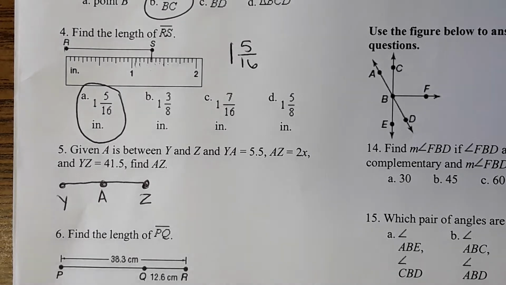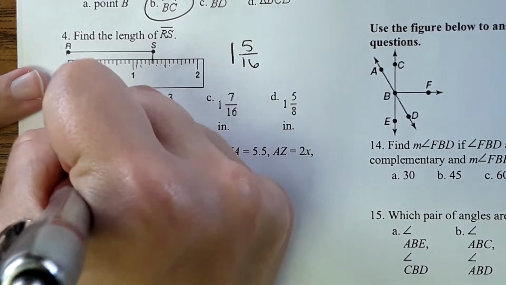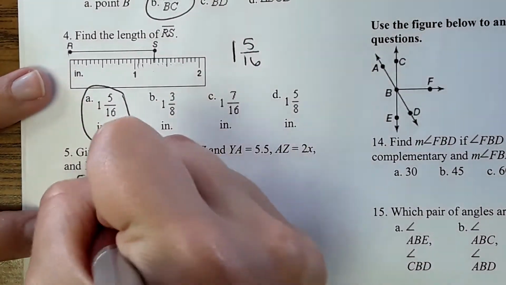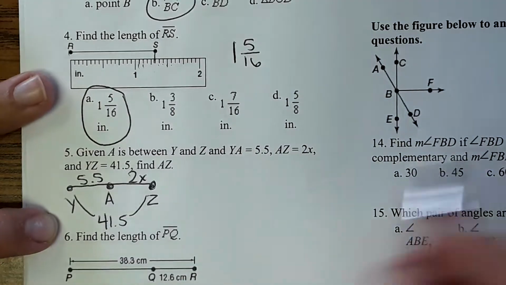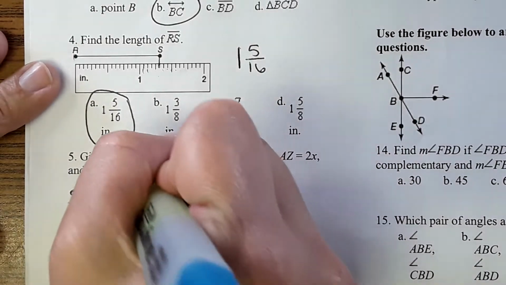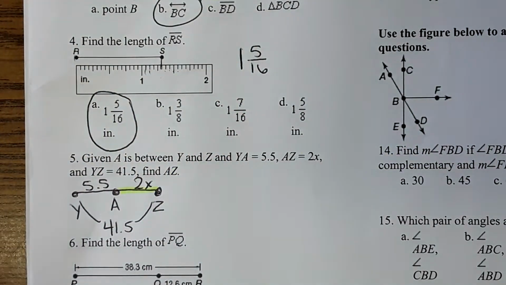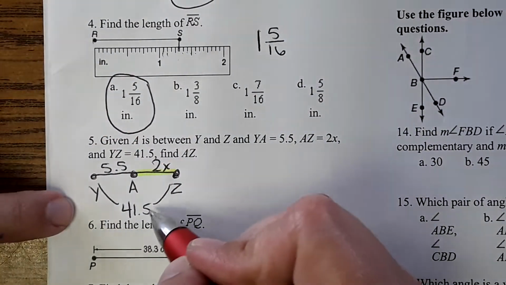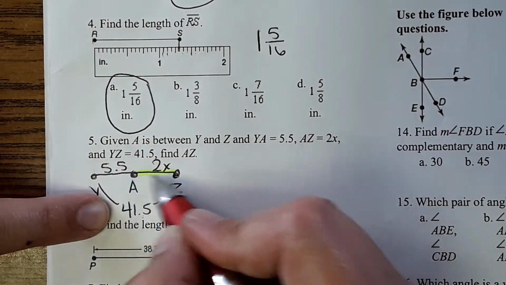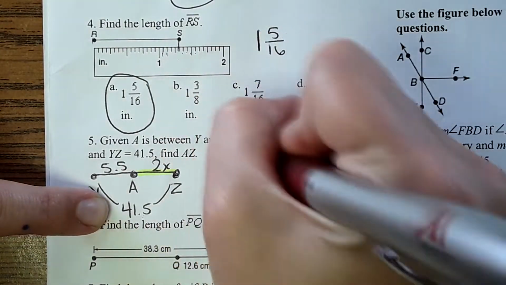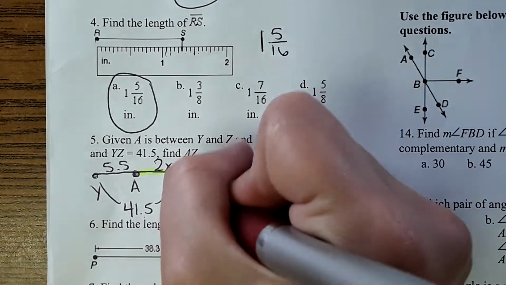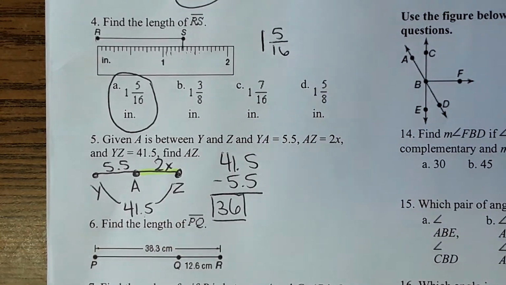Now that I have it drawn, I can fill in the dimensions. YA is 5.5. AZ is 2x. The entire length is 41.5. So now we're finding the length of AZ. There's 2 different ways you can solve it, the short way and the long way. The short way would be just subtract these 2 numbers and you can get this length. So 41.5 minus 5.5 comes out to 36. You will be able to use a calculator tomorrow, so make sure to bring a calculator. If you don't have a calculator or forget, then you can use the one on the computer.